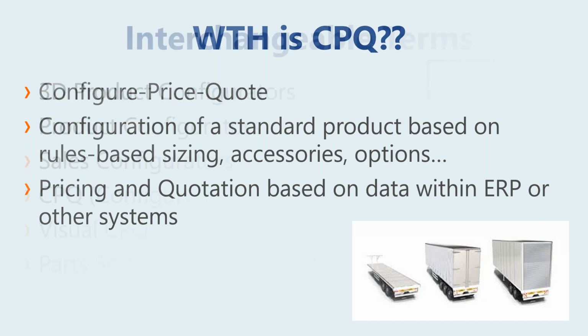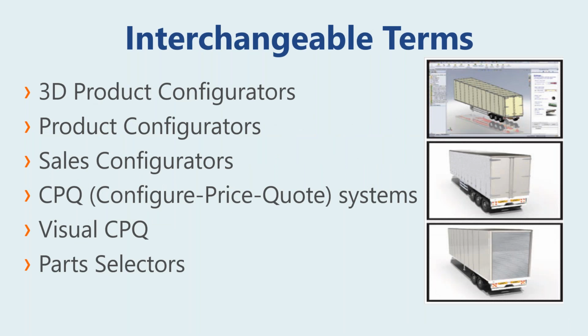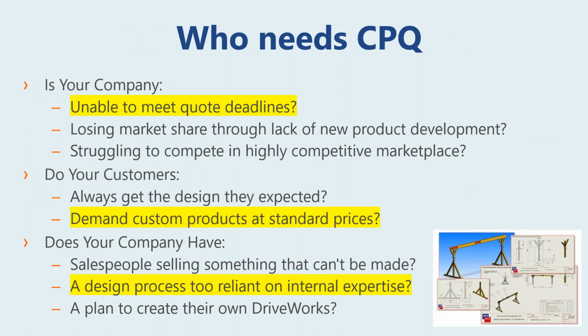Now, with that genre of software, we notice that there are different terms or interchangeable terms. So you might hear someone say 3D product configurator or just a standard product configurator, sales configurators. So there's a number of different ways that people refer to these types of systems, and we consider them highly interchangeable. And we've got a few examples that we're going to show you.